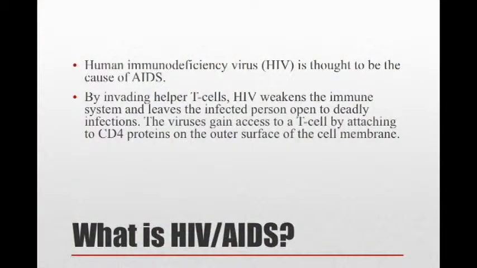Human immunodeficiency virus is thought to be the cause of AIDS, and the way it works is by invading helper T cells. HIV weakens the immune system and leaves the infected person open to deadly infections. The viruses gain access to a T cell by attacking the CD4 proteins on the outer surface of the cell membrane. And as it progresses, it can develop to full-blown AIDS.